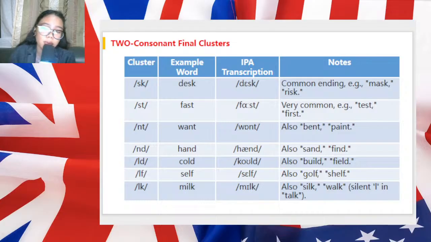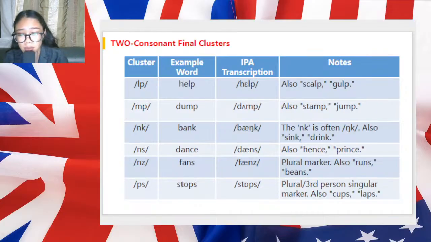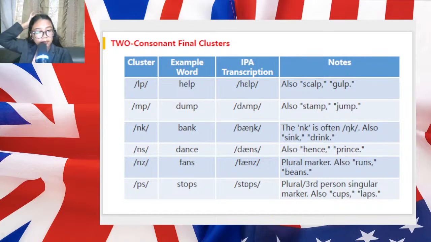Next we have this one. This is a continuation basically, of the two consonant final clusters. First cluster, LP. Again, LP. So first we have that LP cluster as in the word help. This is a clean transition from the L sound to the P sound at the end of the word. Okay, help. It is important to make sure both sounds are fully articulated, and that the P is clearly released. You'll also find this cluster in words like scalp and gulp.